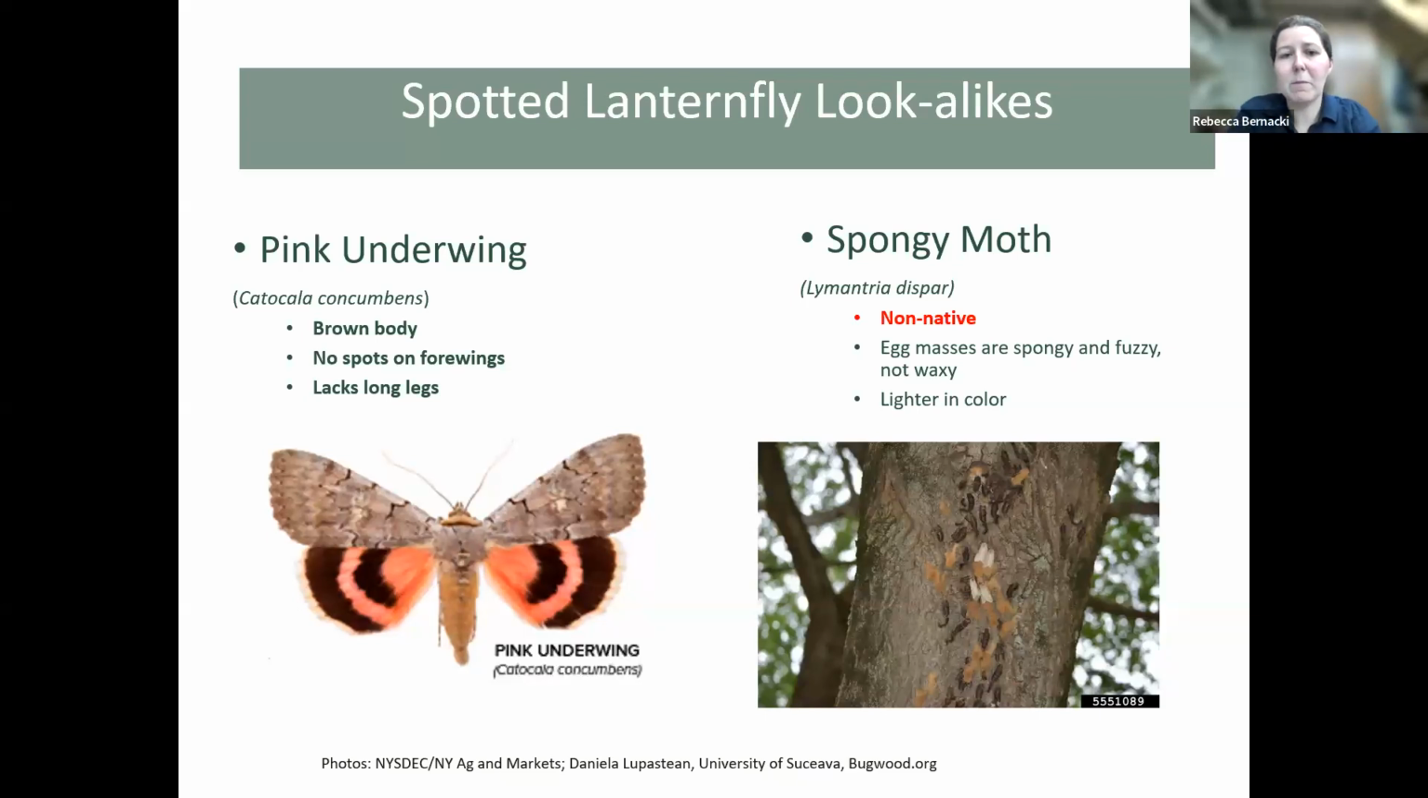Spongy moth, another non-native species formerly known as gypsy moth, is another lookalike. When I talk about a lookalike here, I'm talking about the egg masses. They do have kind of similar looking egg masses. However, the egg masses of spongy moth are going to be spongy, as we can infer from their name, and fuzzy in texture, where the spotted lanternfly egg masses are going to be more waxy. Spotted lanternfly egg masses are also going to be darker in color than spongy moth egg masses.